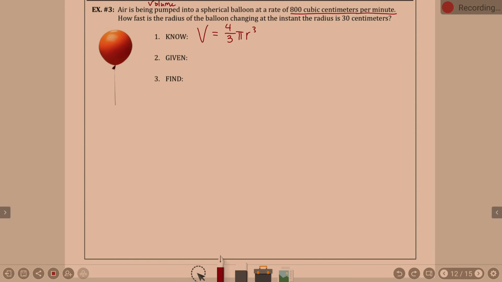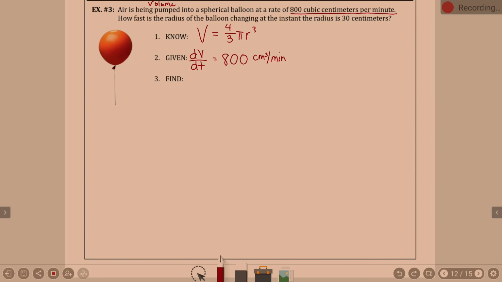Okay, what's given? Think numbers here. What's given? Radius is 30 centimeters. Okay. So what about this 800 cubic centimeters per minute? What is that? dV/dt. Wow, Mario, that's impressive. Okay, air is being pumped into a spherical balloon at a rate of 800 cubic centimeters per minute. So this is the change in volume over time, yes?